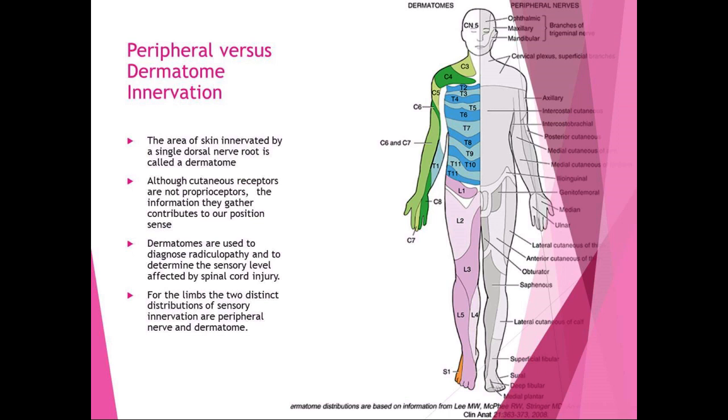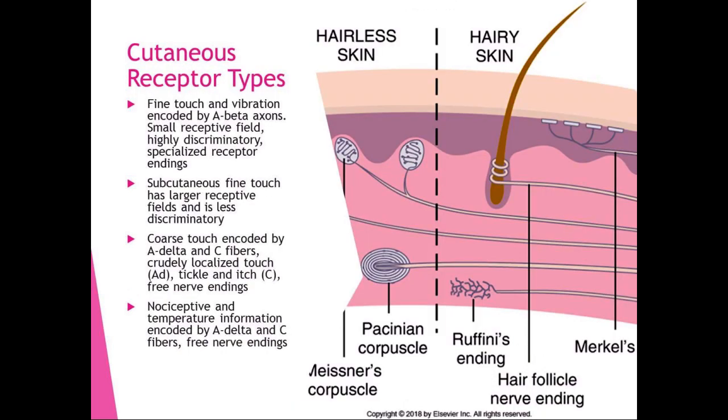Dermatomes are used to diagnose radiculopathy and to determine the sensory level affected by a spinal cord injury. For the limbs, the two distinct distributions of sensory innervation are peripheral nerve and dermatome. This diagram from the book shows the difference between peripheral nerve distribution and dermatome distribution. There's obviously some overlap, but a lot of times the difference between the two is used in the diagnosis of radiculopathy and other issues involving sensory level.